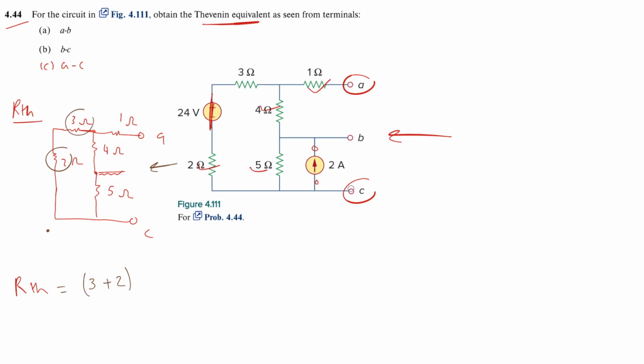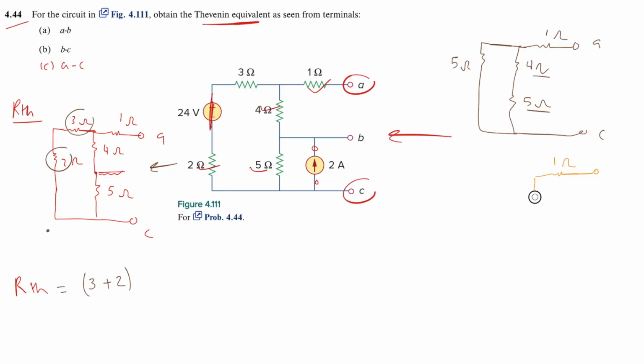Or let me draw it for you so you don't get lost. So this is 1 ohm, you have 4, and you have 5. This is A, this is C, this is 4 ohm, this is 5 ohm, and then what did we have here? 3 plus 2, 5 ohm. Notice these two are in series as well. So it's going to be 1 ohm here, and then 4 plus 5. This is A, this is C. This is 9 ohms, and then what do we have? We have here 5 ohm, and then 5 and 9 are in parallel because they share two nodes.